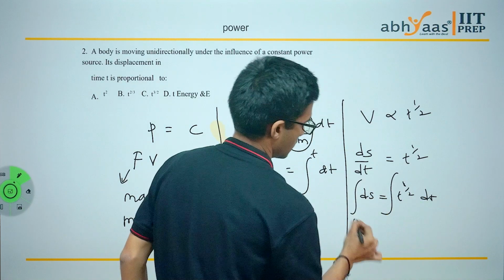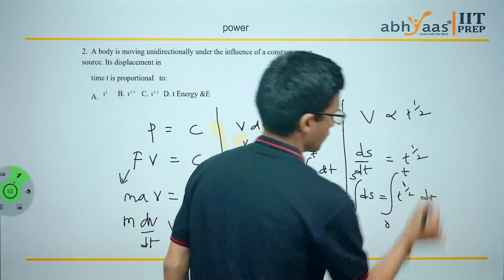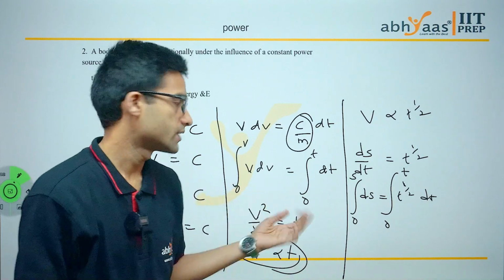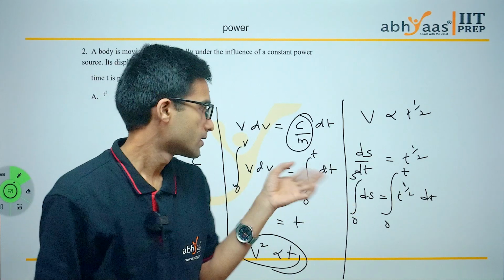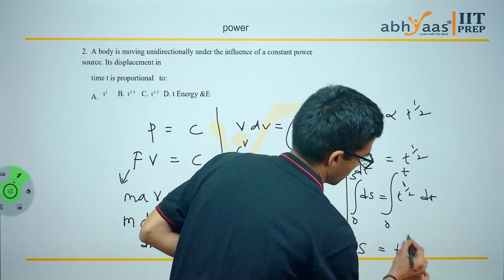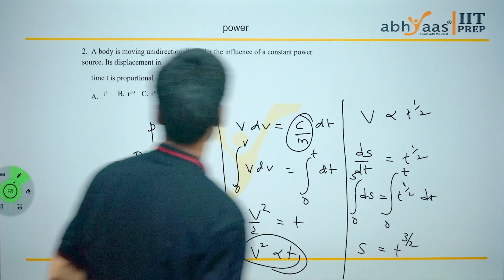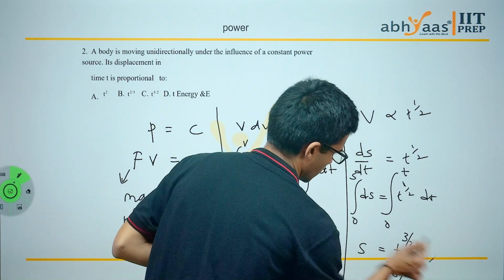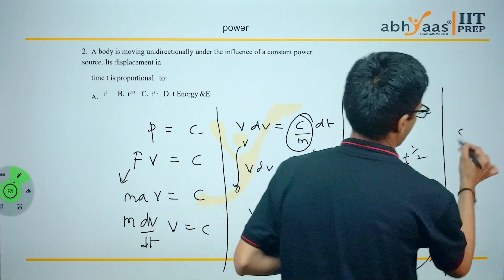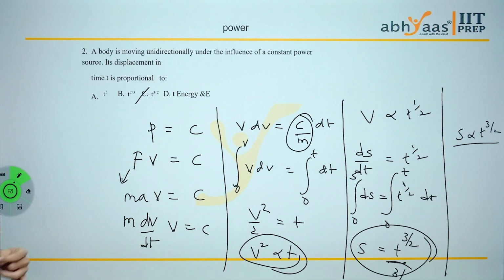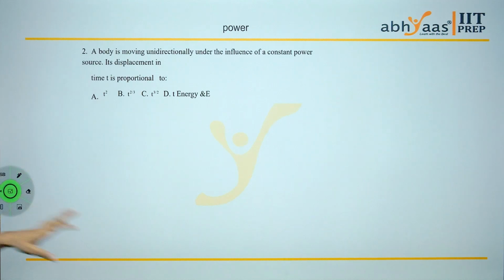If you apply integration again from 0 to S, 0 to T, that means at time T equal to 0, S equal to 0, and at T equal to T, S equal to S. So S minus 0, that is S, equals T power 1 by 2 plus 1, that is T power 3 by 2, divided by 3 by 2. Again 3 by 2 is constant. S is proportional to T power 3 by 2. So displacement is proportional to T power 3 by 2.